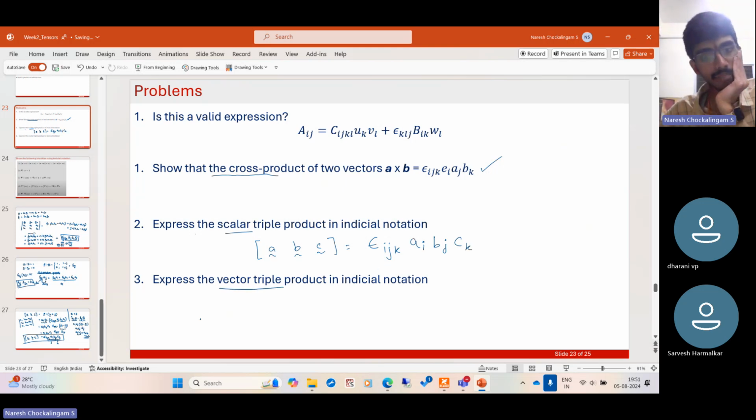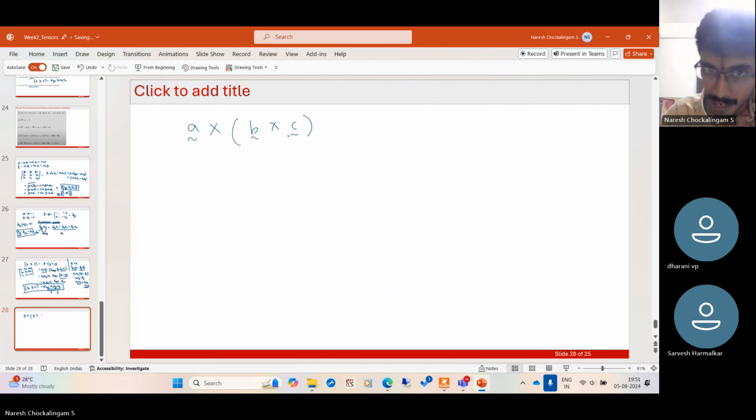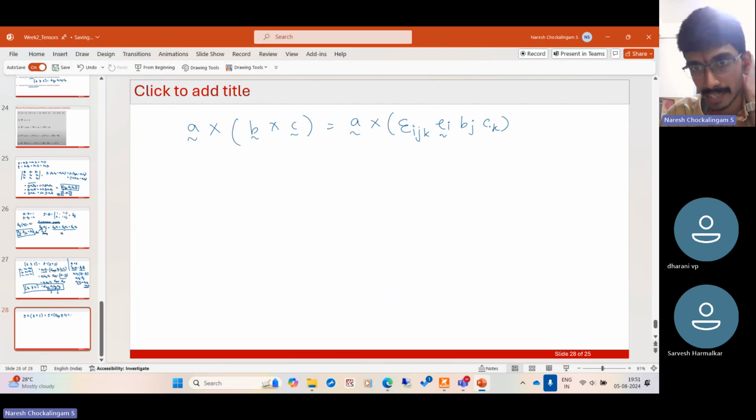Now we have something called the vector triple product. So let us express that in terms of the indicial notation. So the vector triple product is a crossed with b cross c. Now this I can write as a cross, and b cross c is the permutation symbol epsilon ijk ei bj ck. bj and ck are scalars. I can take them out. So I have bj ck, and a cross ei is also a vector, so I can write a epsilon ijk bj ck a cross ei.